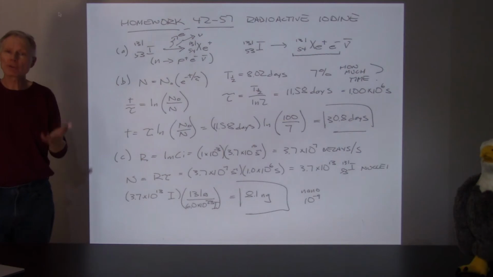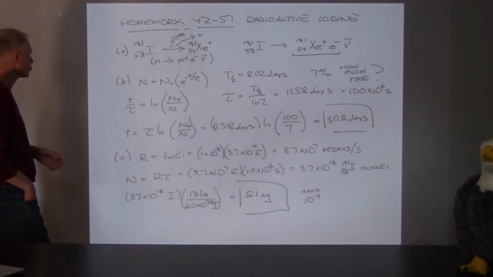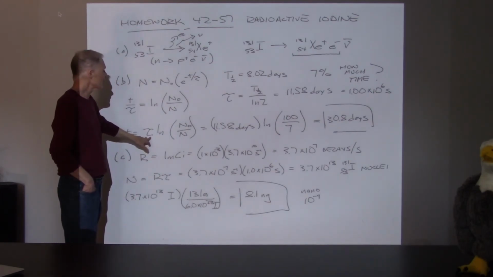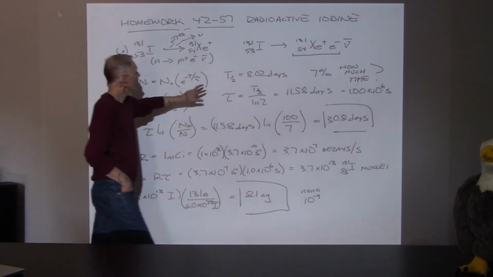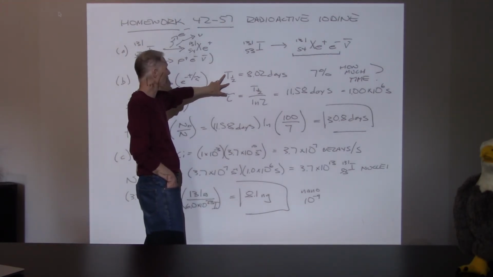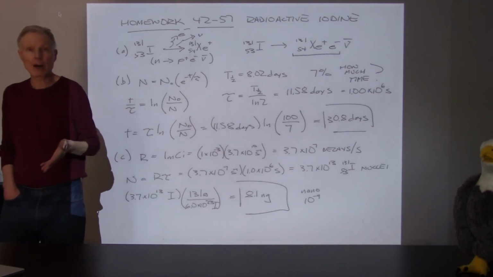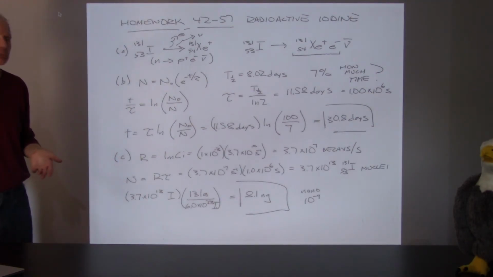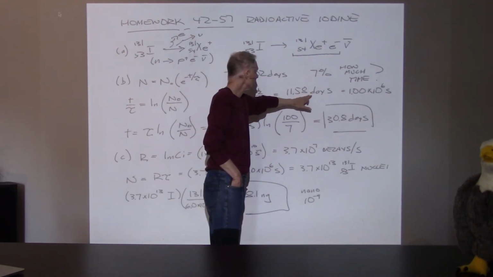So t is equal to the lifetime, tau, times the natural log of n naught over n, and then I put the values in. Now, they didn't give me a lifetime directly. I was able to look up a half-life, 8.02 days, and to convert that into a lifetime, I had to divide through by the ln of 2, and that gave me 11.58 days.